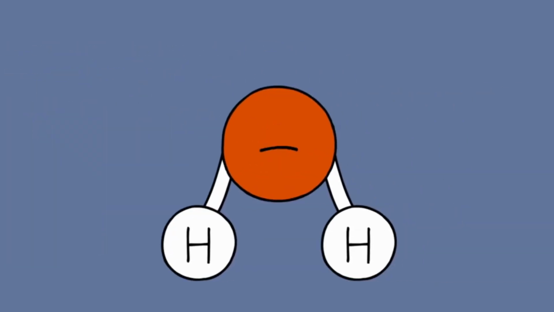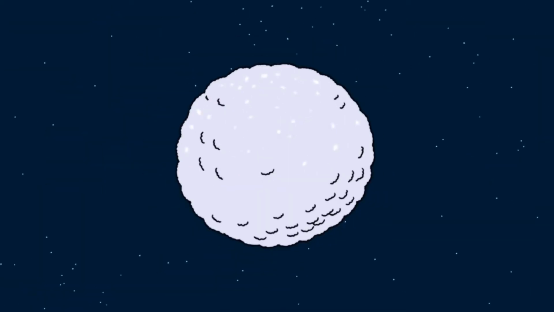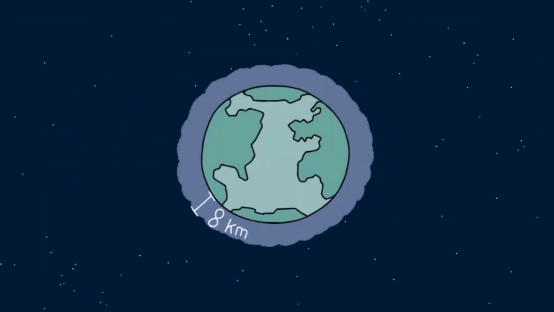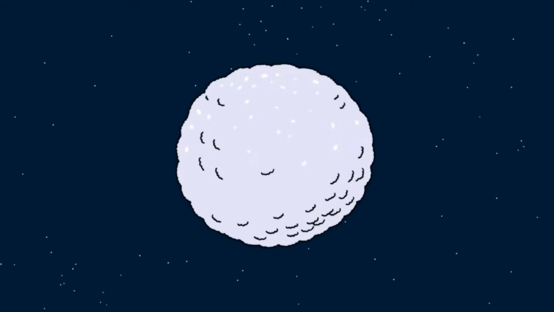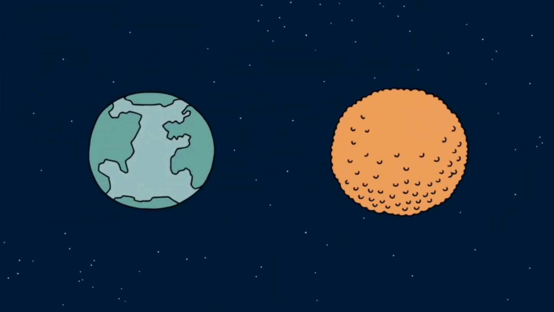Maybe this will help. Exchange the water particles for donuts. If you had a mole of donuts, they would cover the entire Earth to a depth of 8 kilometers, which is about 5 miles. You'd really need a lot of coffee for that. If you had a mole of basketballs, you could create a new planet the size of the Earth.